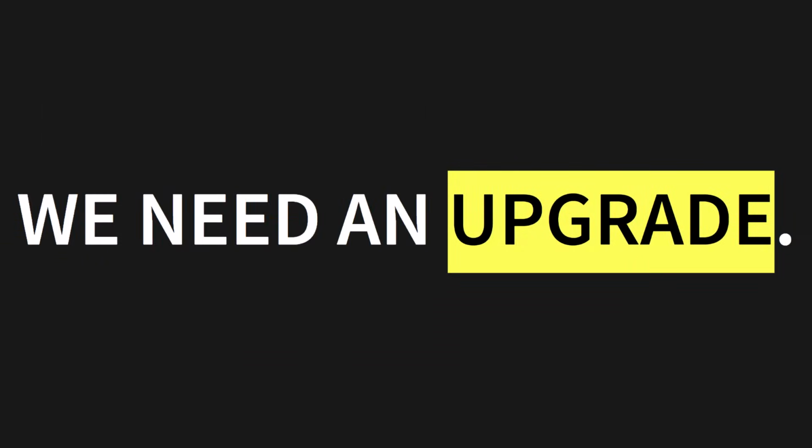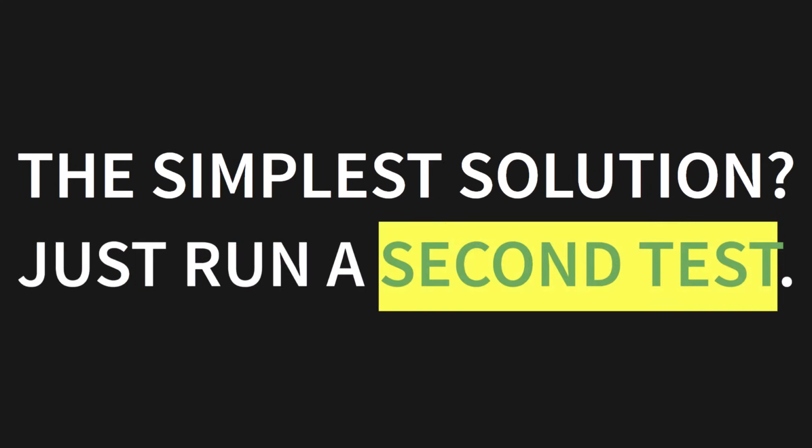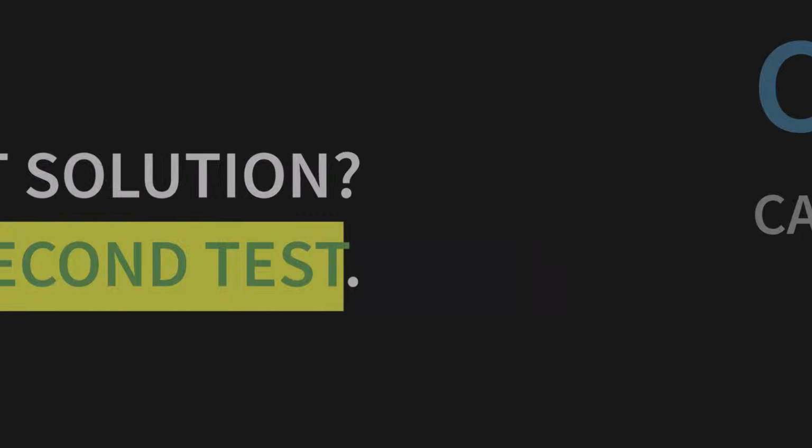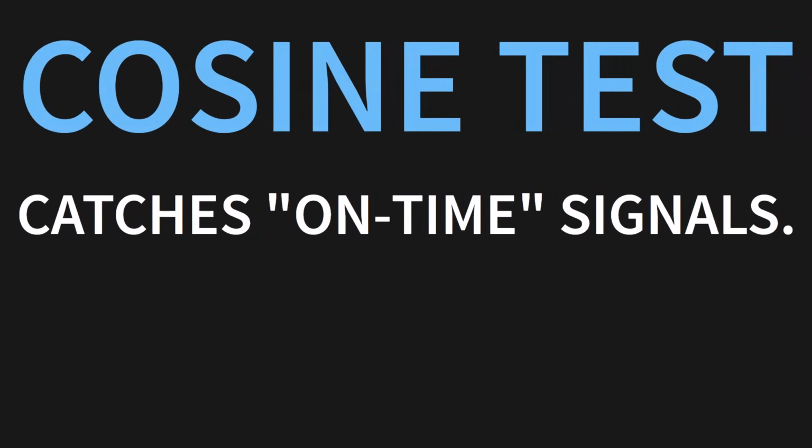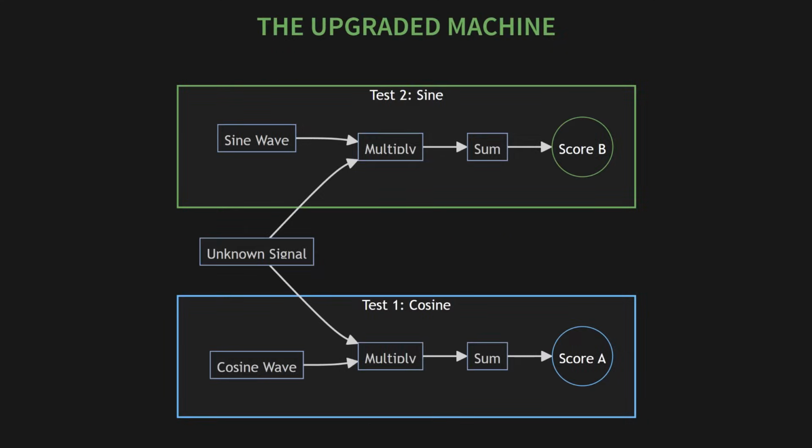So what's the simplest solution? Well, if our one test only catches on-time signals, let's just run a second test. It's that simple. Our cosine test is great. It catches the on-time signals perfectly. So to fix our flaw, we just need a second wave that can catch the shifted signals. And what's a cosine wave that's been shifted by 90 degrees? A sine wave. So here's our new upgraded machine.